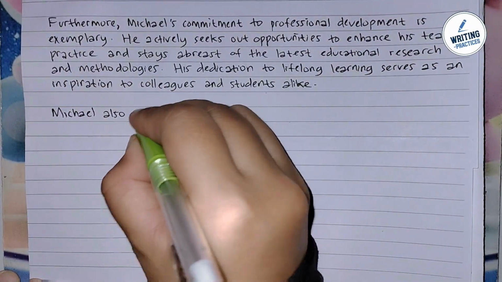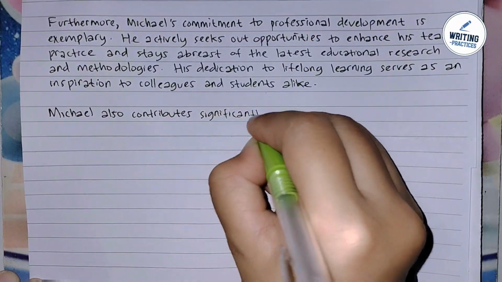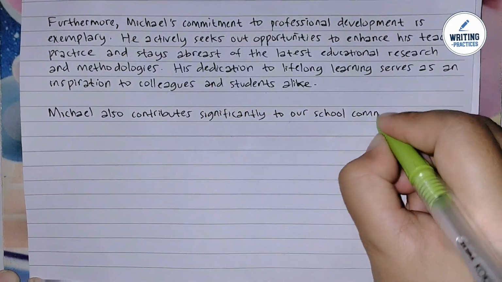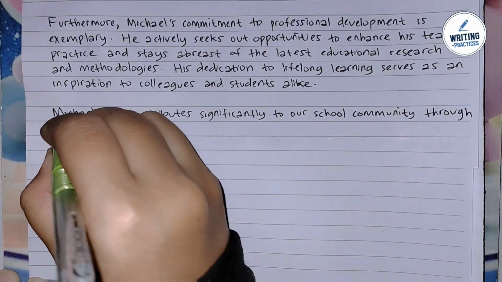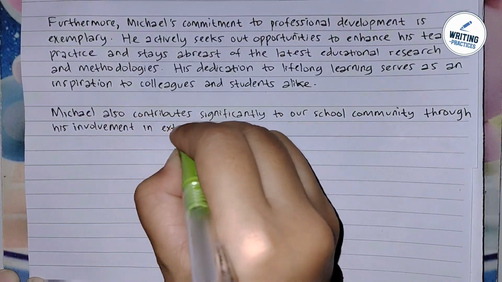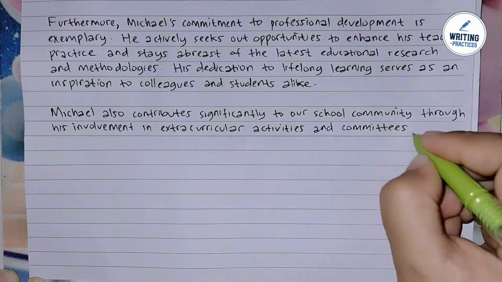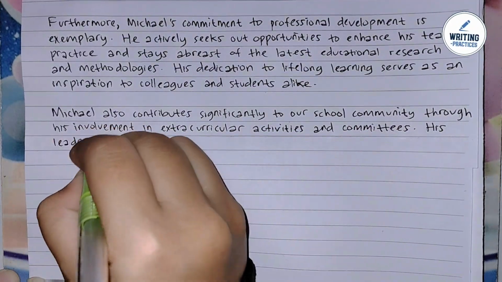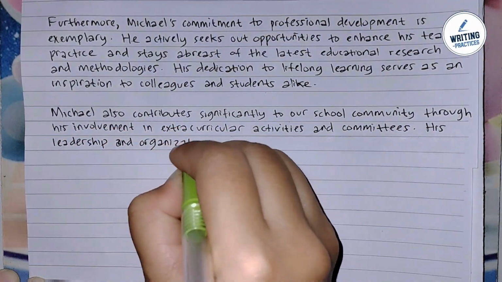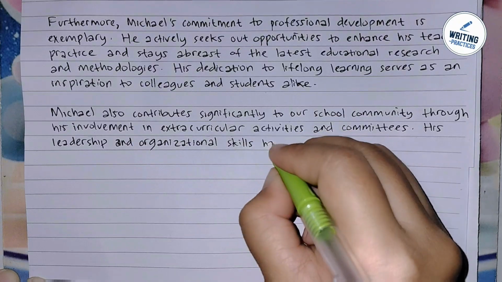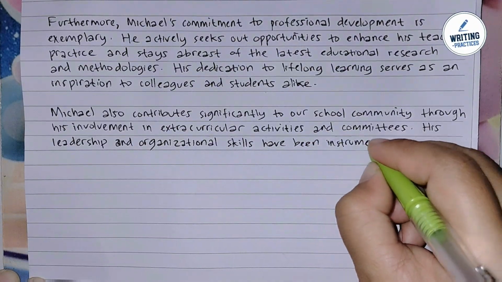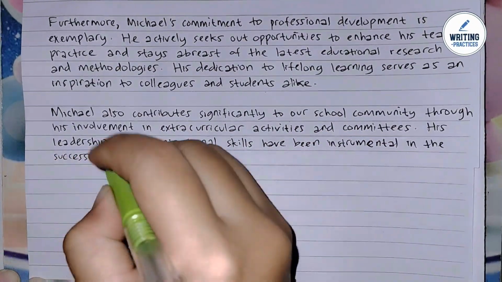In paragraph 5, write about the candidate's activities outside class. Yes, you need to highlight their contributions outside the classroom, such as leading extracurricular activities or being part of school committees. For example, "Michael also contributes significantly to our school community through his involvement in extracurricular activities and committees."